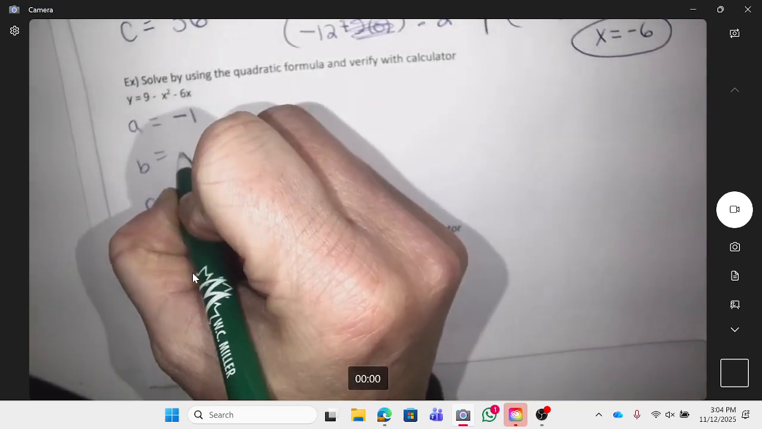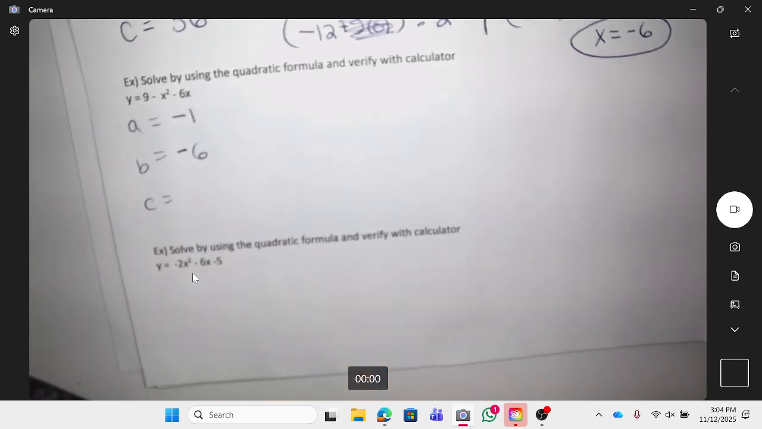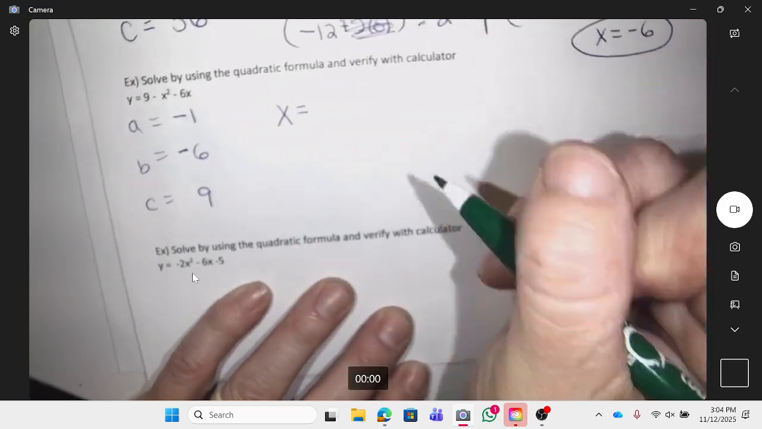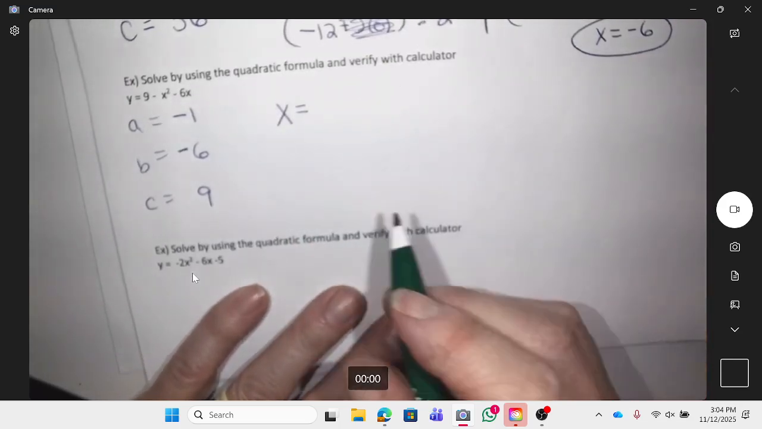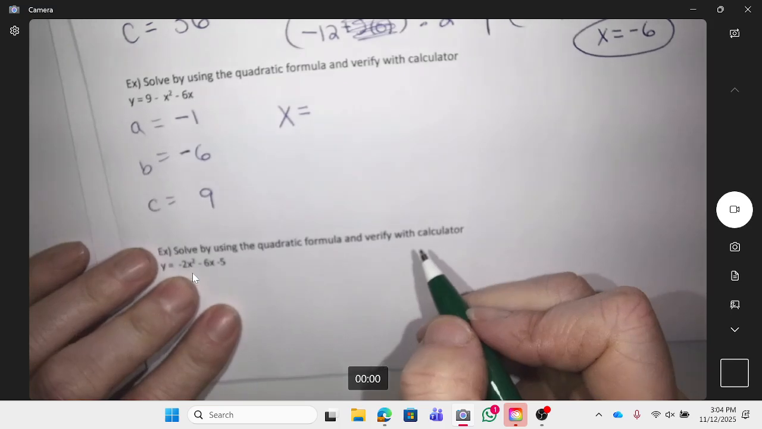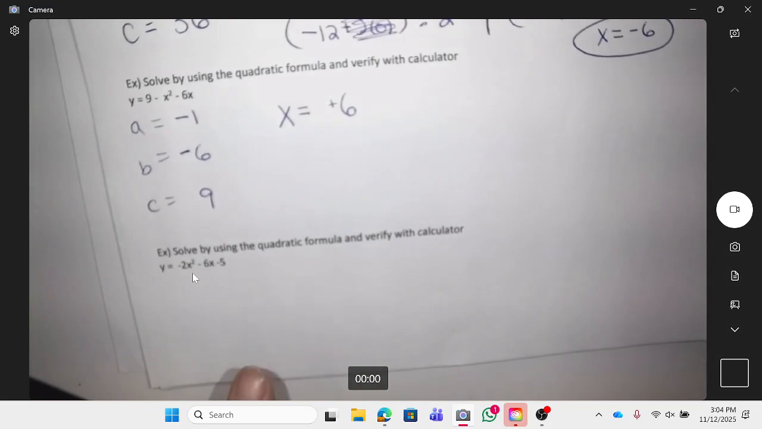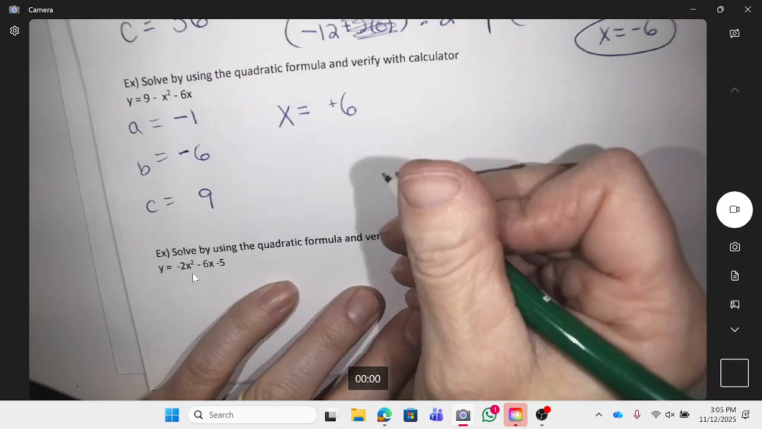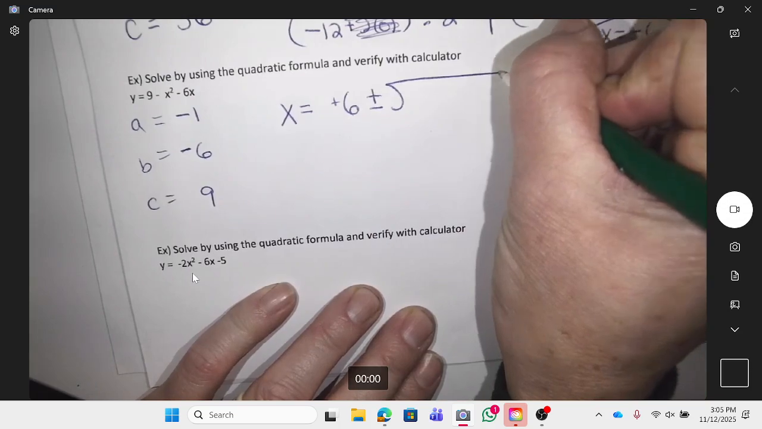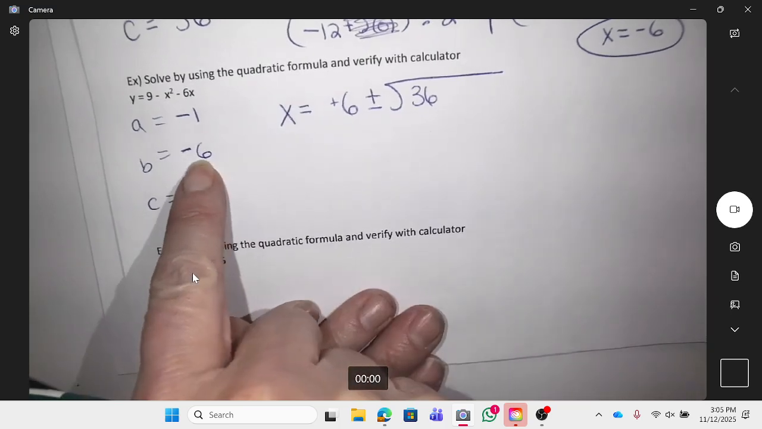So B, what are you going to pick as your B number then? -6. And what are you going to pick as your C number? 9. X equals. Yeah, I mixed it up. I tricked you like that. Okay, opposite. So I'm going to write a +6 there. Add or subtract the square root of. I'm going to write 36 because I already know what this square root is going to be, 36.